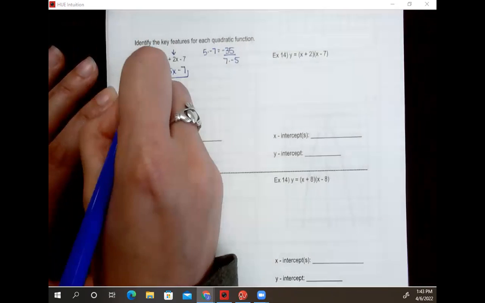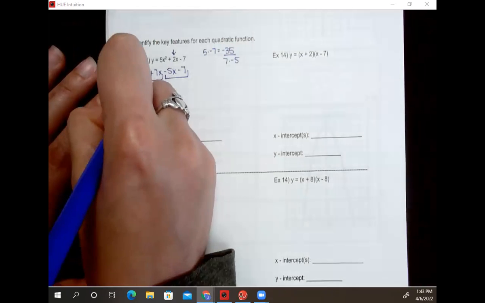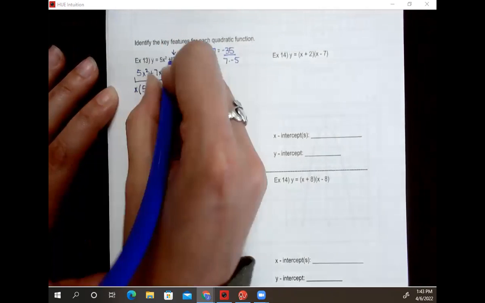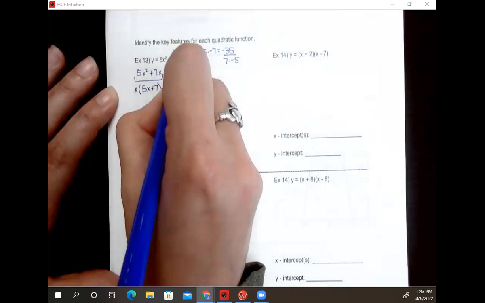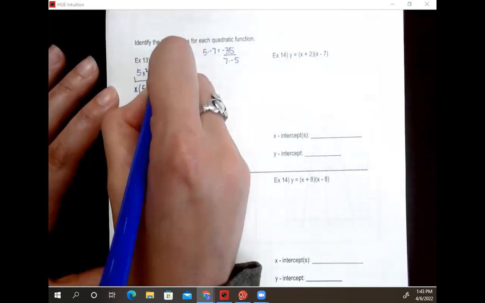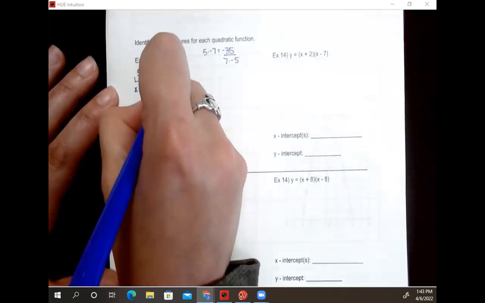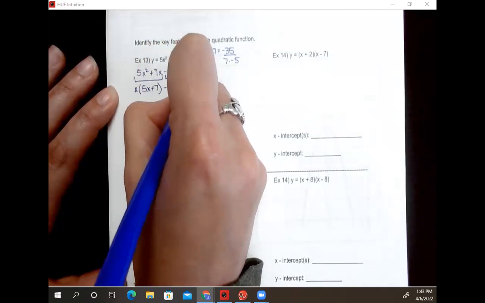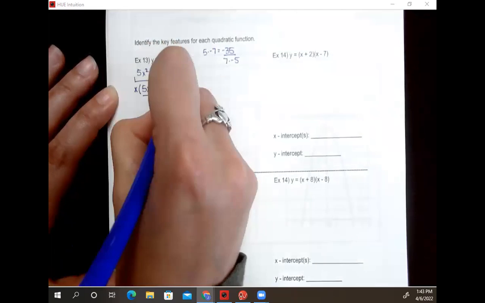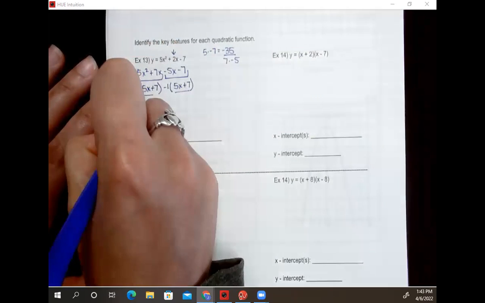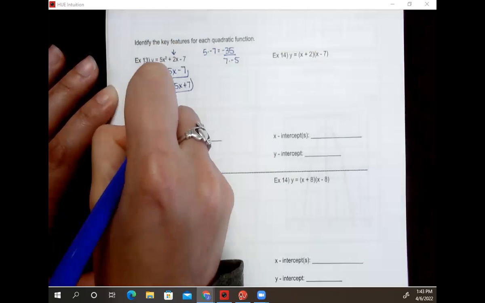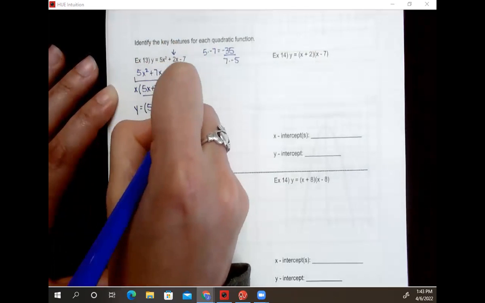GCF for my first group, just x here. That leaves me with 5x plus 7. The GCF for my second group, nothing terribly exciting, but my group does start with a negative, so I'm going to pull out a -1, which would leave me with positive 5x plus 7. My stuff in parentheses is the same, so my factored form would be 5x plus 7 times x minus 1.